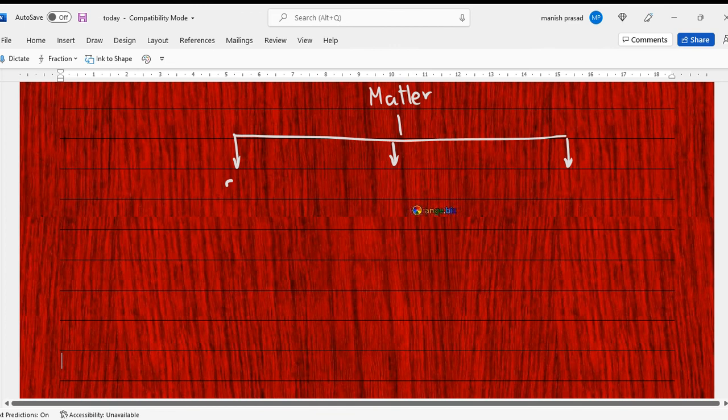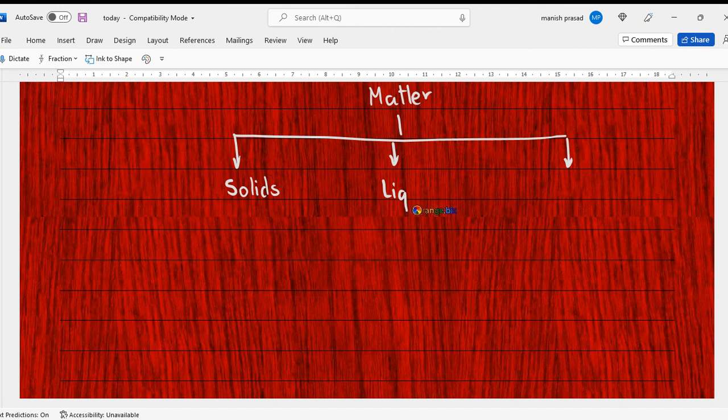Now, matter can be divided into solids, liquids, and gases. If I look at, let's say, the hardness, which according to you is the hardest substance: solid, liquid, or gases? Solids. This is the hardest, the maximum. This will have the minimum hardness. And liquid would be intermediate to both of them.